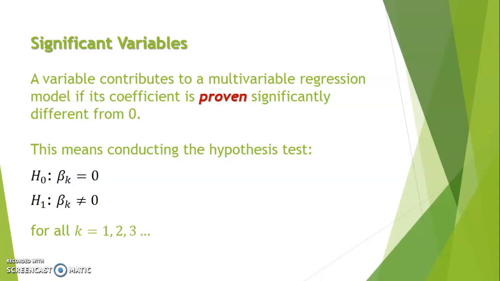Variables themselves can be tested individually. A variable contributes to a multivariable regression if it is proven that its coefficient is non-zero. We will assume, as the null hypothesis, that the coefficient for a given variable is 0 until proven otherwise. So the burden of the proof is to demonstrate that there is a non-zero slope associated to variable xk. This test is repeated for all variables involved in the model.